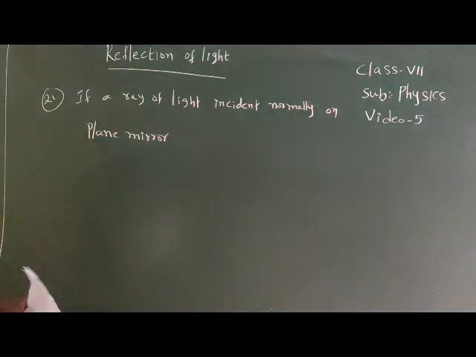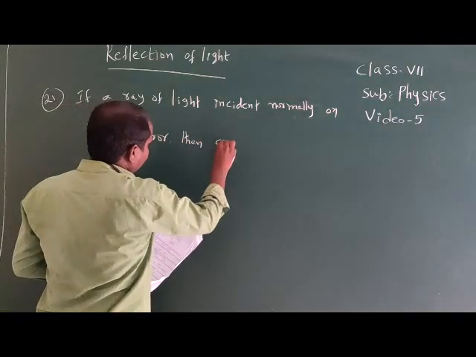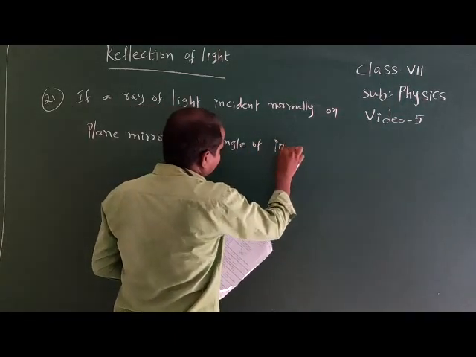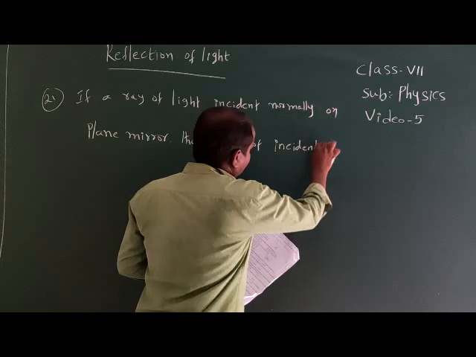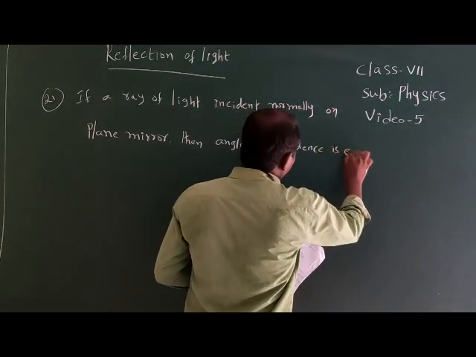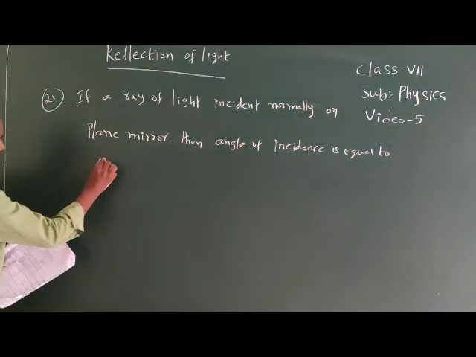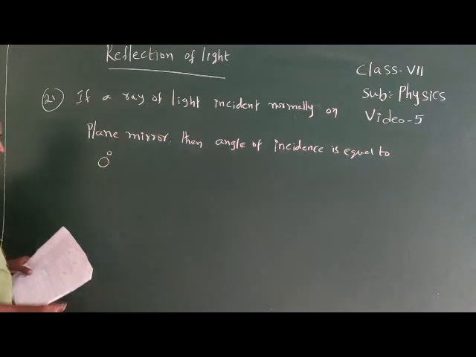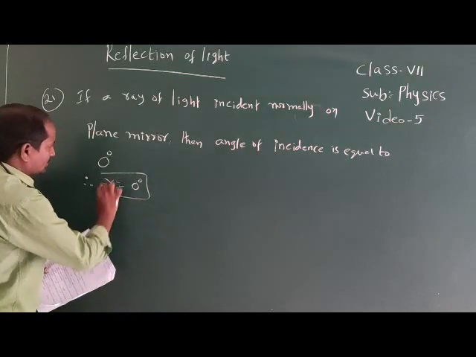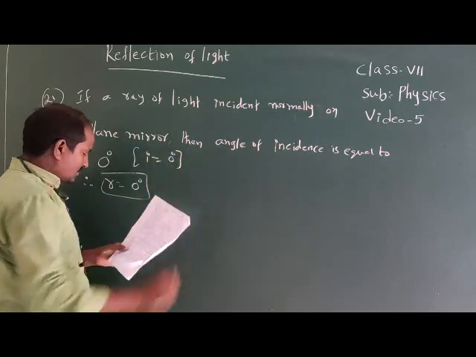Incident on a normally on a plane mirror. Then angle of incidence is equal to how much? 0 degrees. Therefore angle of reflection also 0. Here I equal to 0, therefore R also 0.